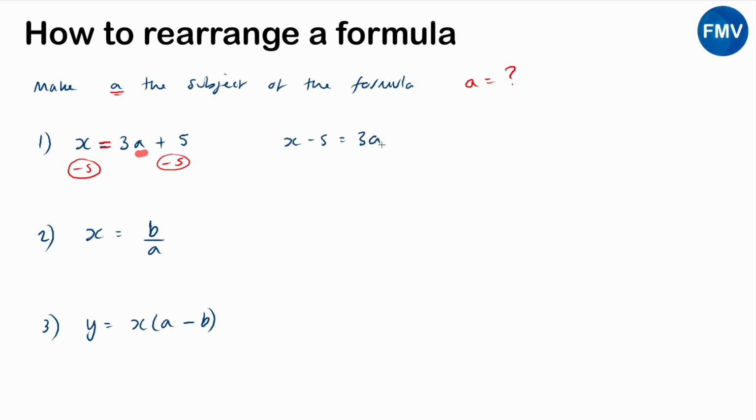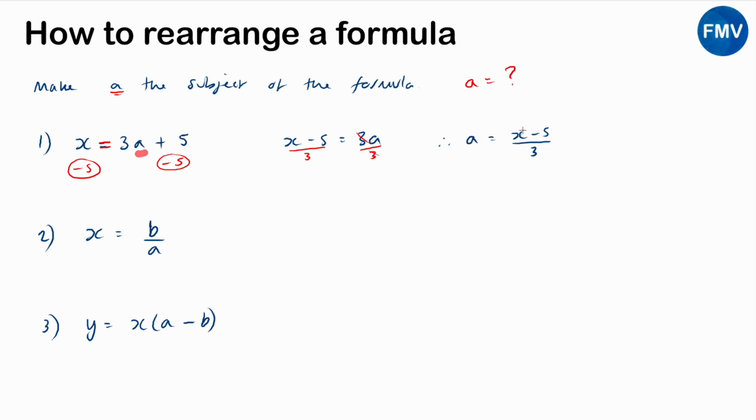I want a on its own, don't forget, so I need to get rid of that 3. So I'm going to divide both sides by 3 to cancel that 3, because 3 divided by 3 is 1. And if you look at it now, I'm left with a on its own. So therefore, a is equal to (x minus 5) divided by 3. You have rearranged the formula from x equals to a equals.